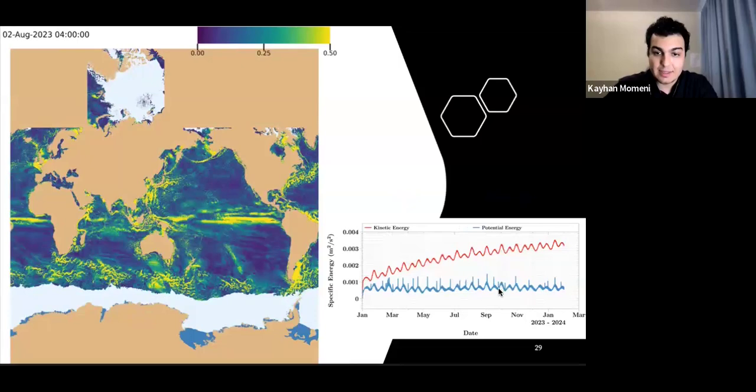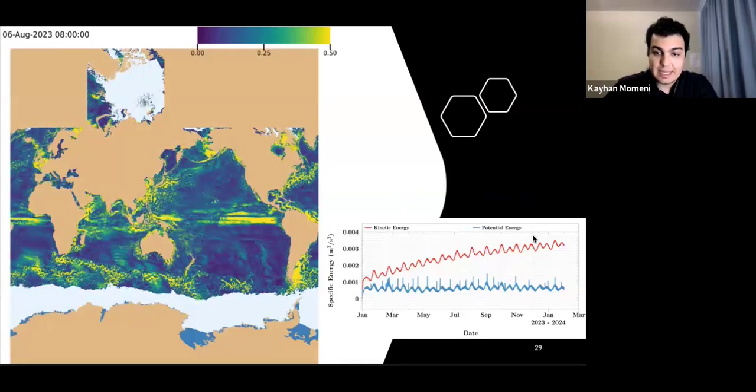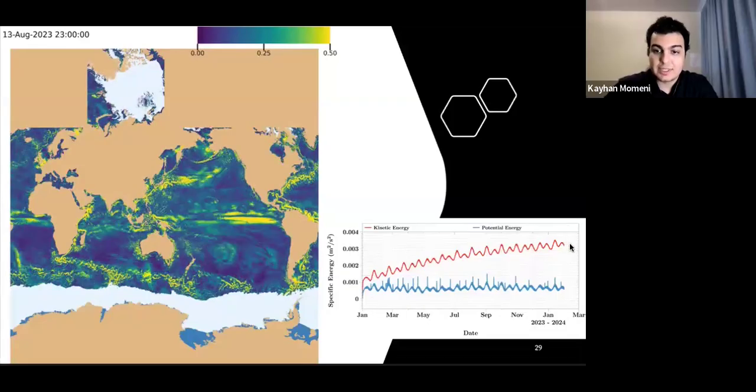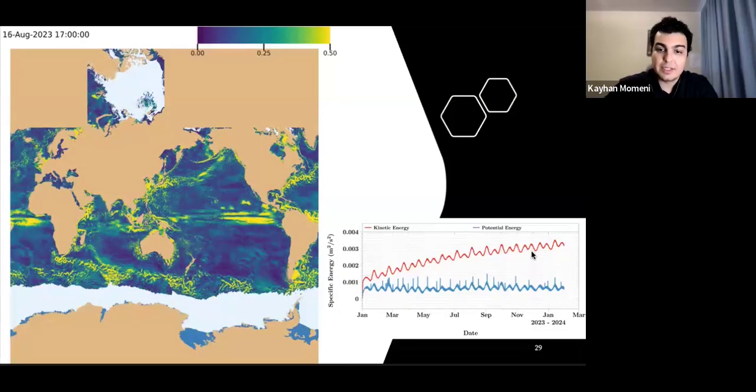Again, if you look at this plot here, it takes about a year, somewhere between a year and a year and a half, to reach a stage where the kinetic energy only oscillates.